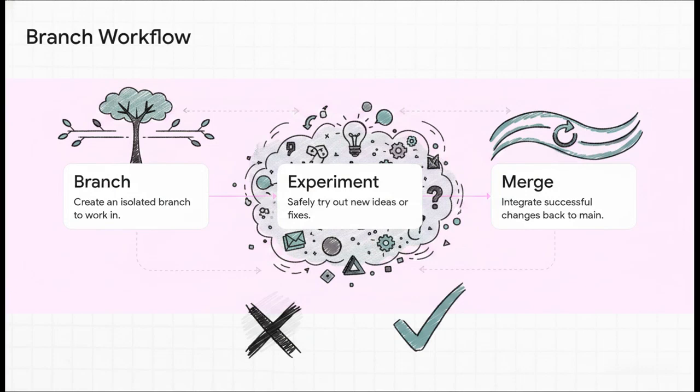The workflow here is beautifully simple. Step 1, branch off. Step 2, experiment in total isolation. And step 3, if it works, seamlessly merge those successful changes back into the main branch. And if the experiment completely fails, you simply delete the branch and pretend it never happened. So the crucial point is that whether you're a developer coding an app or a writer drafting a book chapter, you can experiment safely and automatically merge your changes when you're ready.